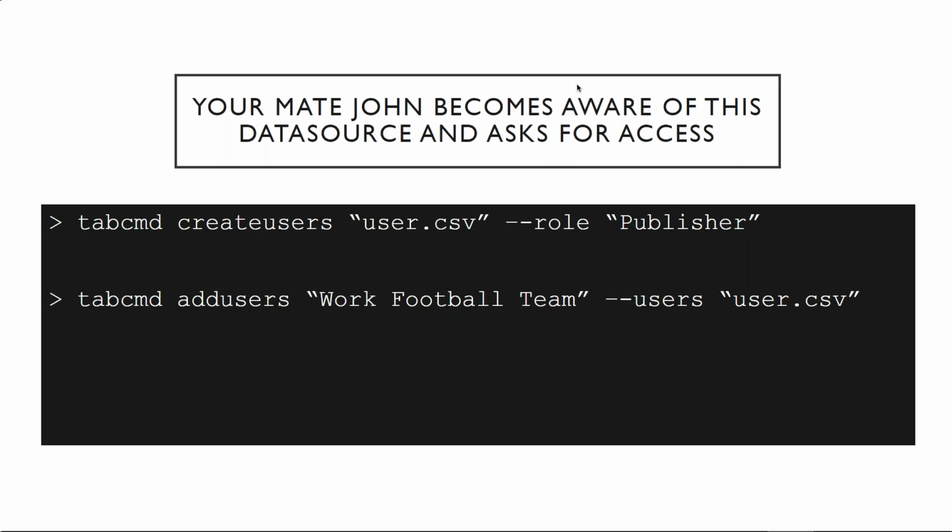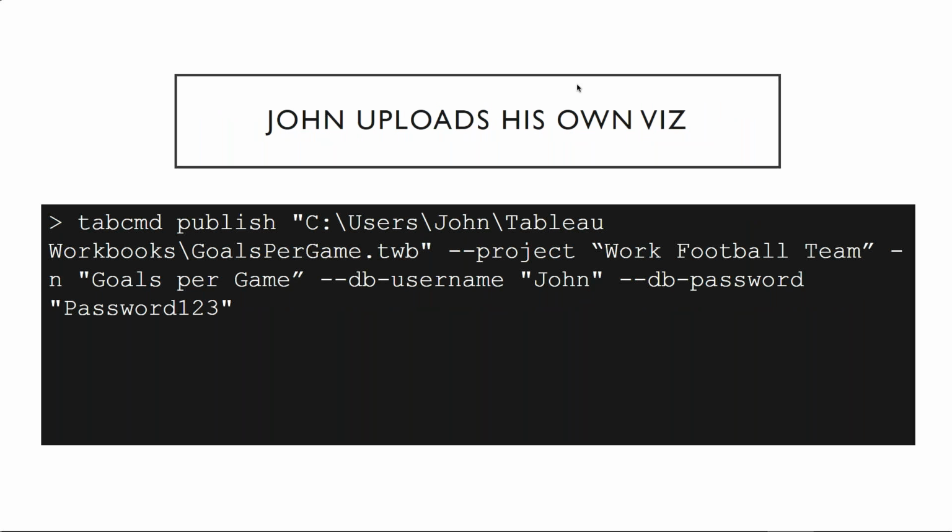We set him to the role publisher, and then we add him to the project. I just thought actually there. Oh no, that's right. So I haven't got the dash project, but I think Tableau knows that that's a project, and we'll add him to the. Is that right, John? No, that's adding your user John to a group called Work Football Team. Well, that needs to be changed then. That'll be edited in the blog. Stay tuned for updates. Okay.